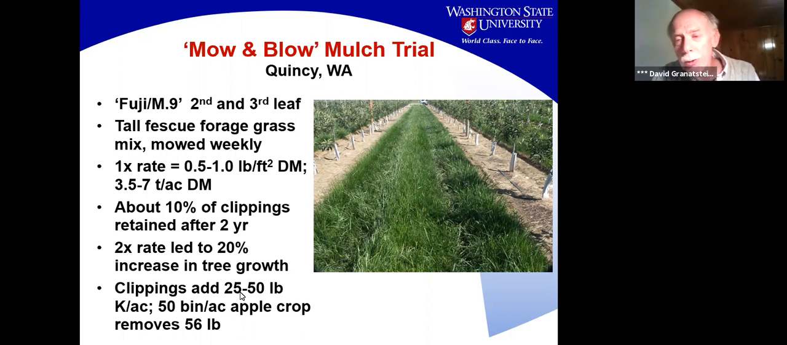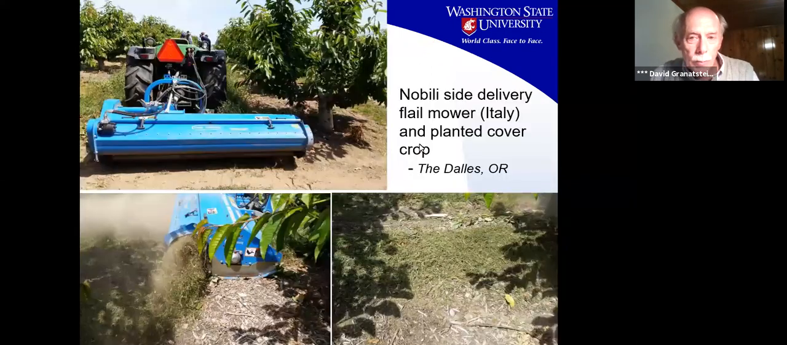It's also adding nutrients, something that we need to be careful of because definitely we're moving nutrients around. But we've got some people that have also planted legumes in the alley for nitrogen. And definitely by putting that on the tree row, you are adding a significant portion of your fertility through that mow and blow system.